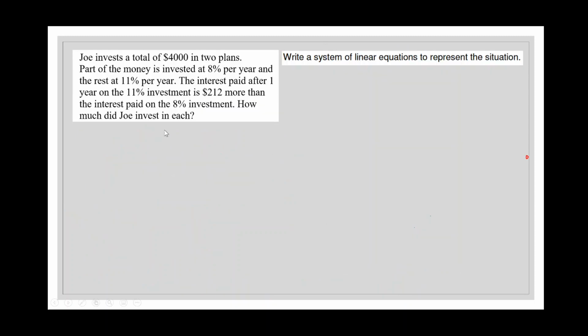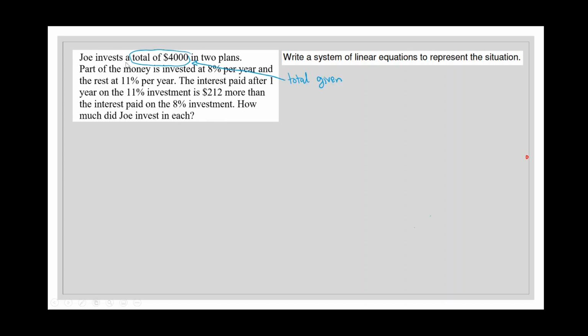Last type of question. Not every question is going to be where you have y equals mx plus b format for the equation setup. So let me show you another one. This is going to be our last one. Joe invests a total of $4,000 in 2 different plans in the bank. Part of the money is invested at 8% per year, and the rest at 11% per year. The interest paid after 1 year on the 11% investment is $212 more than the interest paid on the lower percent investment. How much did Joe invest in each?